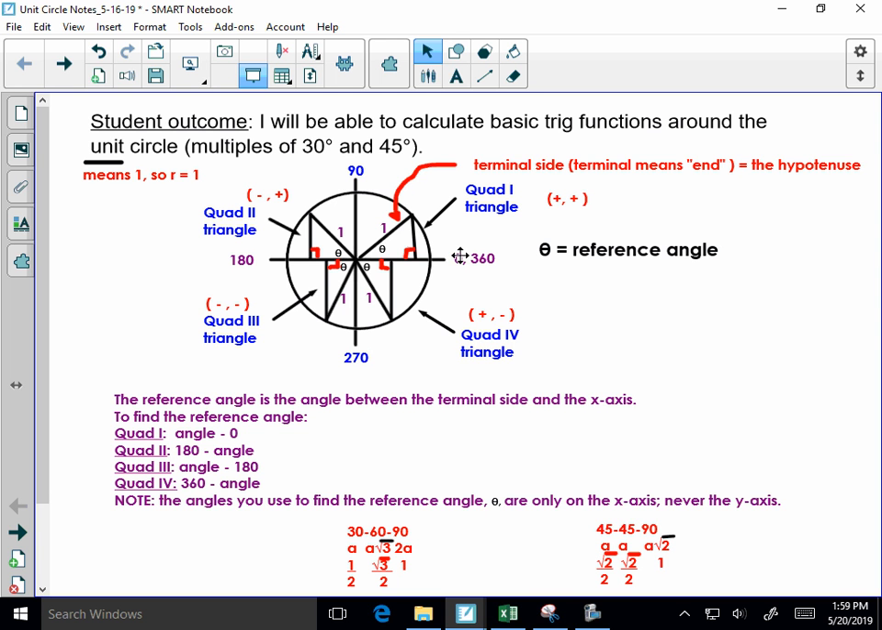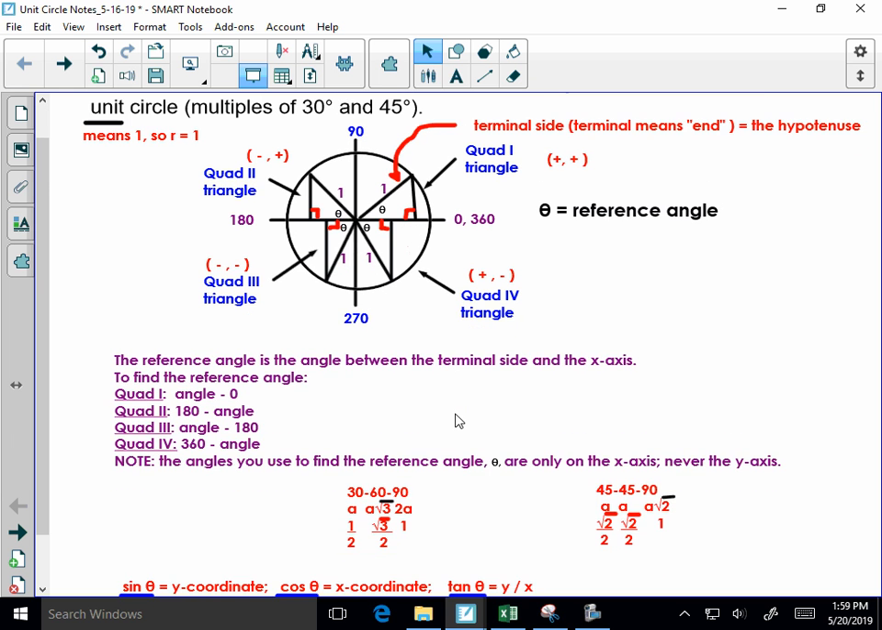So when I'm finding the reference angle, I'm subtracting an angle from or by an angle on the x-axis. So we're never using 90 or 270 to find a reference angle. It's only the ones on the x-axis that we'll be using. And we're going to go over some examples next here.